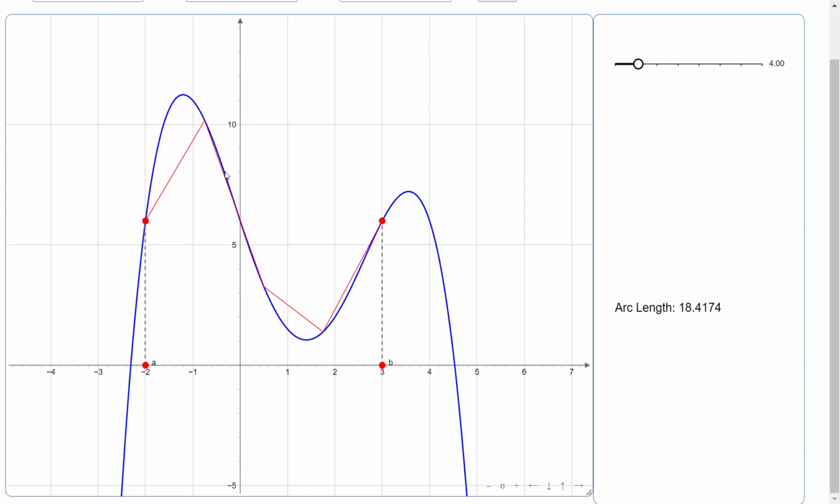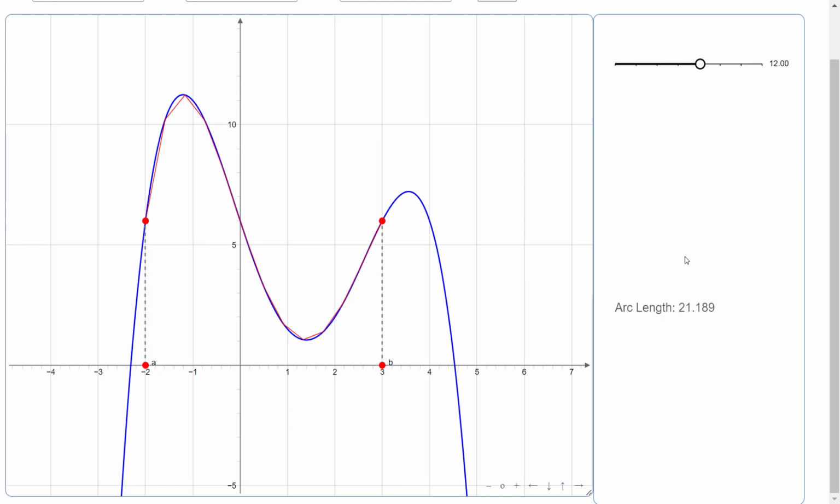This part right through here hugs the curve pretty well. We deviate quite a bit this way and here, but now we're starting to get a fairly decent approximation with 4 subintervals. The more subintervals that we do, the better and better our approximation is going to be. And you can see that with the arc length.